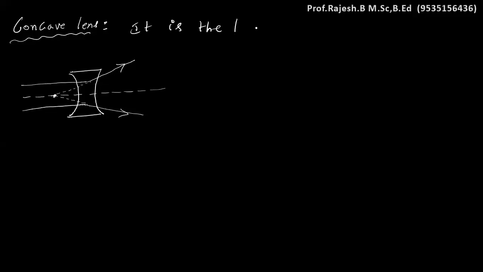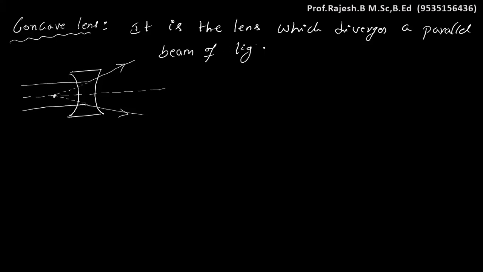It is the lens which diverges a parallel beam of light when it passes through it. So this is the definition of concave lens.